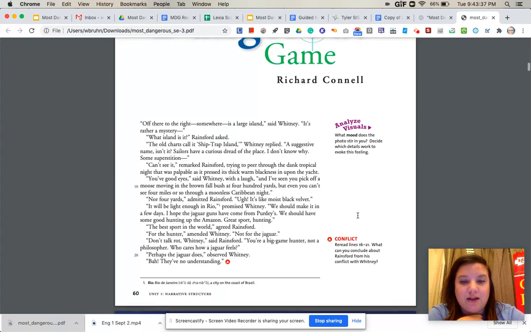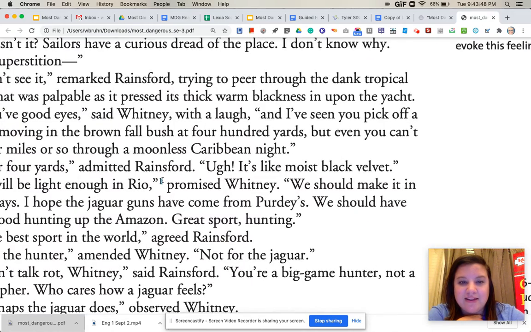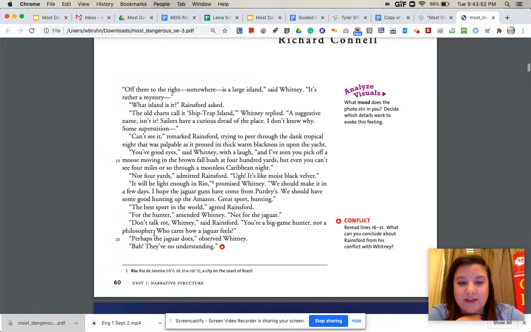All right, a couple other things to note. These down here are called footnotes. In the text, if you ever see this little number 1 here, it's kind of hard to see, but this little guy tells you that there is a footnote that explains more. In this case, it explains that Rio means Rio de Janeiro, a city on the coast of Brazil.